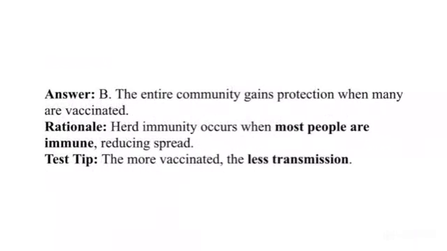Answer: B. The entire community gains protection when many are vaccinated. Rationale: herd immunity occurs when most people are immune, reducing spread. Test tip: the more vaccinated, the less transmission.